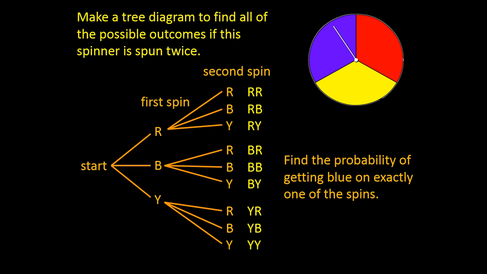So if we answer that same question, find the probability of getting blue on exactly one of the spins, we're going to do it exactly the same way we did with the table. We have our 9 equally likely outcomes. We're going to look to see which of those outcomes have blue on exactly one spin. So that happens in 1, 2, 3, 4 ways again, so that probability is still 4/9.